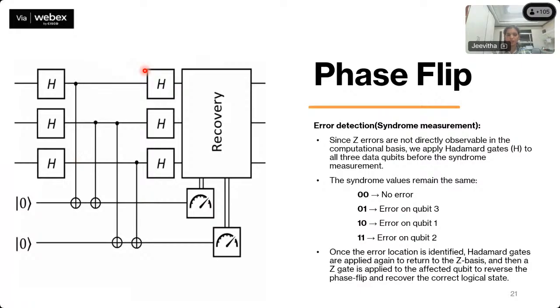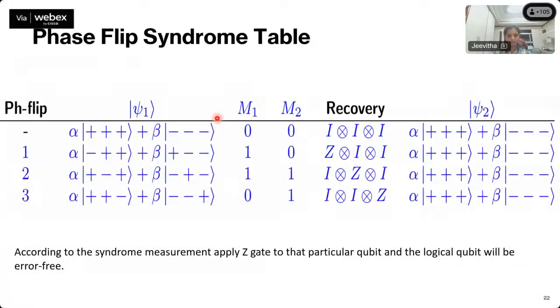After the syndrome measurement, we apply the Hadamard gate, and then according to the syndrome measurement, we apply the Z gate to recover from the error. We apply the Z gate to the state. So when we look into the syndrome table, if the measurement is 0 and 0, it means that the state is error free. So we don't apply any operation.